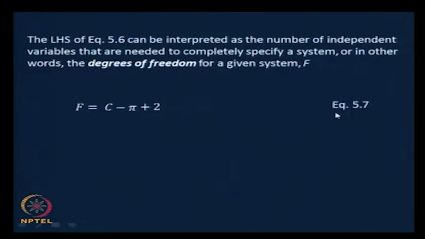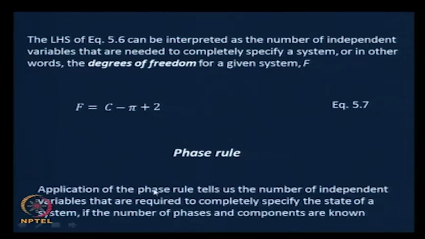Let us call this equation 5.7, and some of you would have already realized that this is indeed called the phase rule, and application of the phase rule tells us the number of independent variables that are required to completely specify the state of a system if the number of phases and components are known. And of course, we have assumed the equilibrium conditions. We have written the phase rule for pi phases in equilibrium with each other.